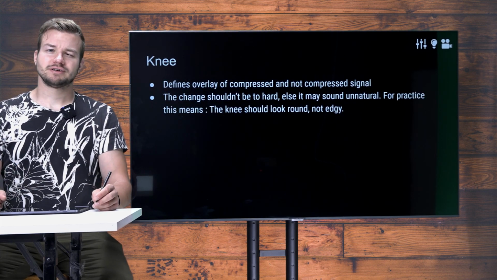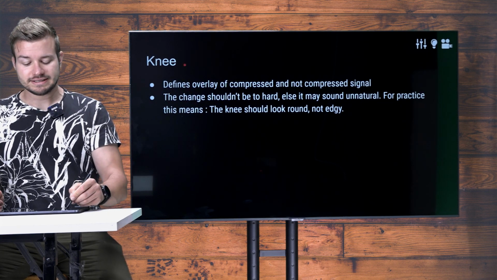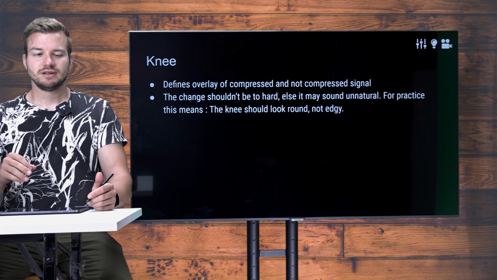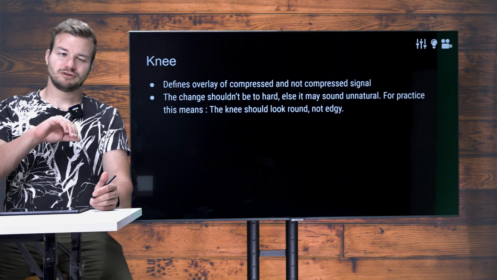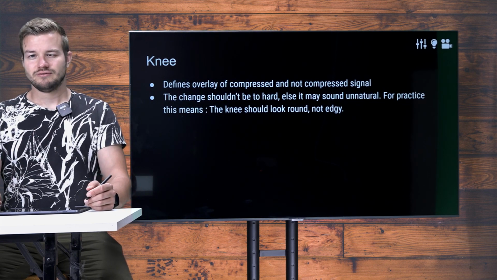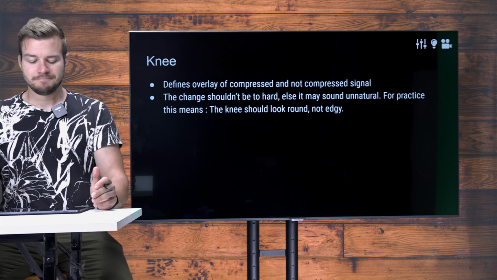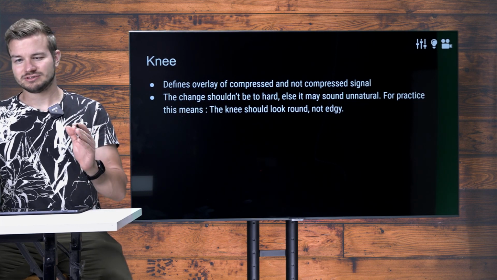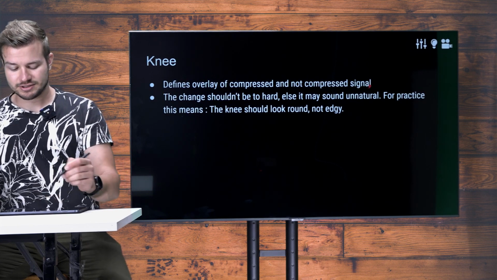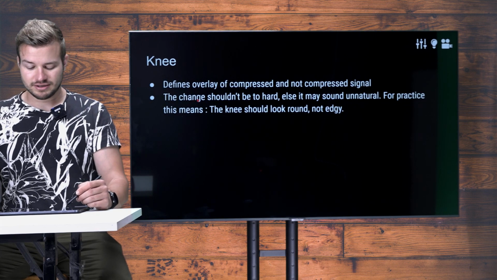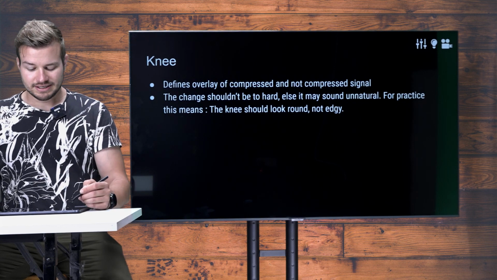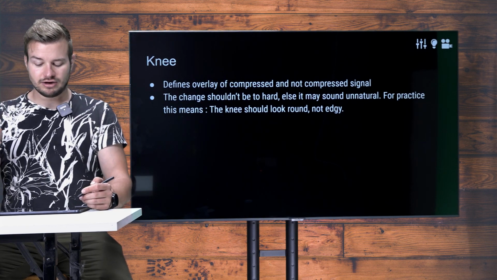Then there is another parameter I have not been talking about so far. This is the knee. The knee basically just defines the smoothness of the change from no compression to compression. At the point where we pass the threshold, we can decide how smooth the compression should start. So it defines the overlay of compressed and not compressed signal. The change shouldn't be too hard, as it may sound unnatural. So in practice, this means the knee should look round, not edgy.